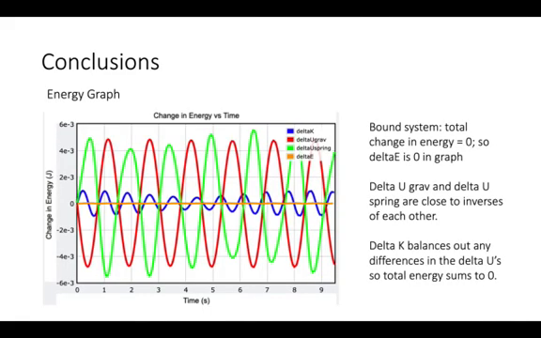For the energy graph, we know it's a bound system, so the total change in energy should be 0, and we see that delta E is 0 in the graph, so that follows through. Delta U grav and delta U spring are close inverses to each other, and delta K balances out any differences in the delta U's, so the total energy sums to 0.